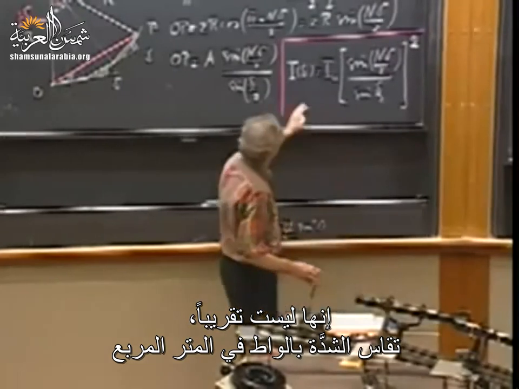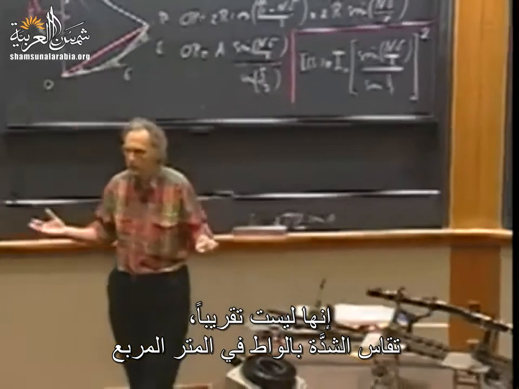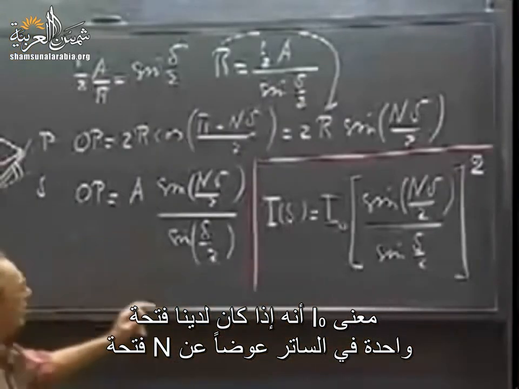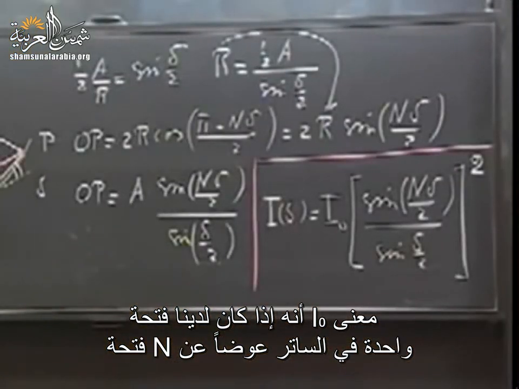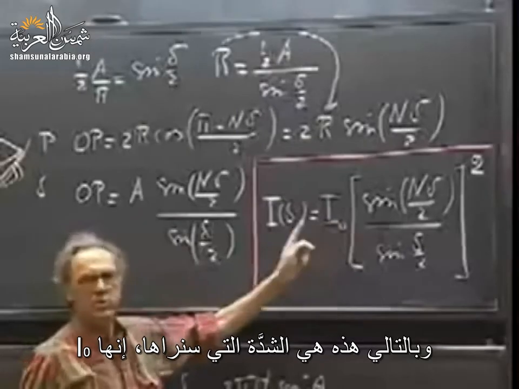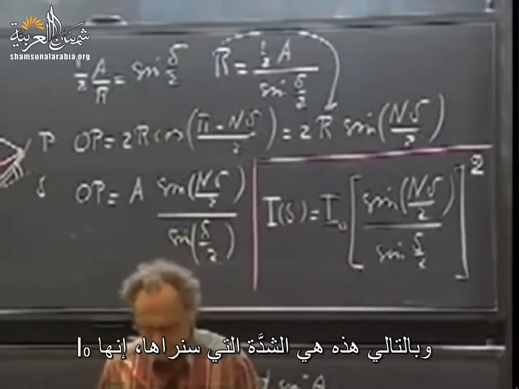Now, the intensity, always think in terms of watts per square meter. And the meaning of I0 is that if there were only one opening in the screen instead of n, then this is the intensity that you would see, I0.